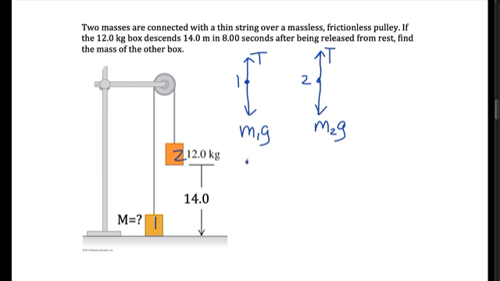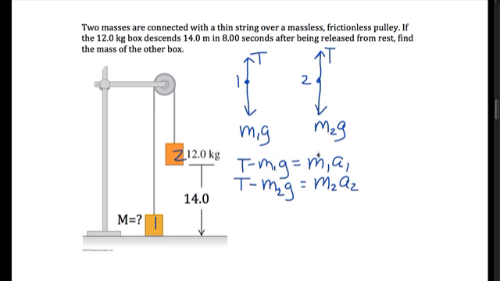Here's the way these free body diagrams work. T minus m1g is equal to m1a1, meaning the ones referring to this box. Mass 1 has acceleration a1. The total forces acting on mass 1 equals mass 1 times its acceleration. Same thing for mass 2. T minus m2g equals m2a2.